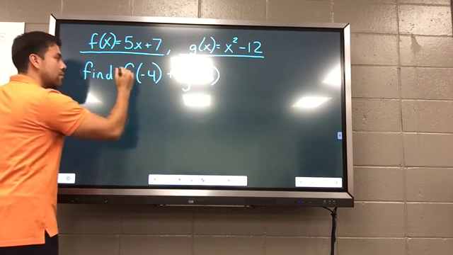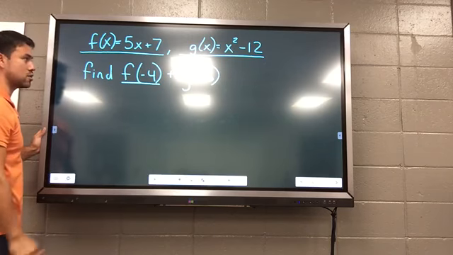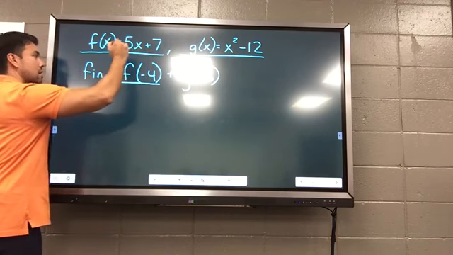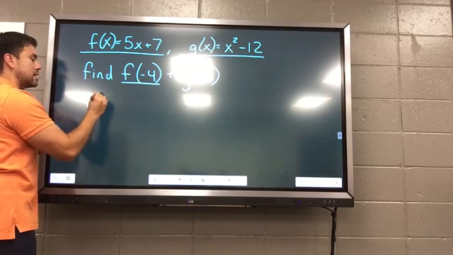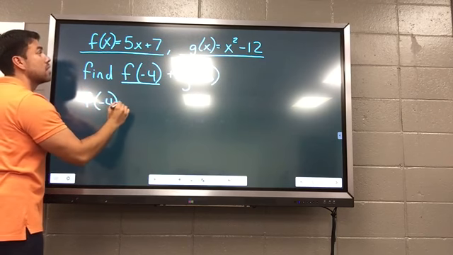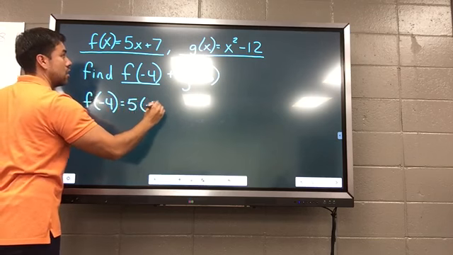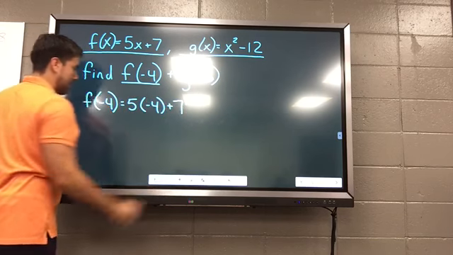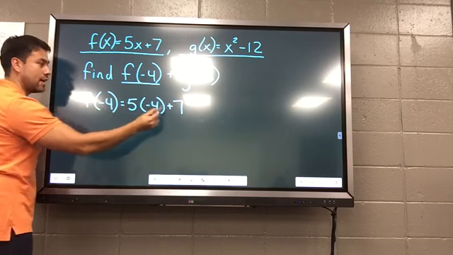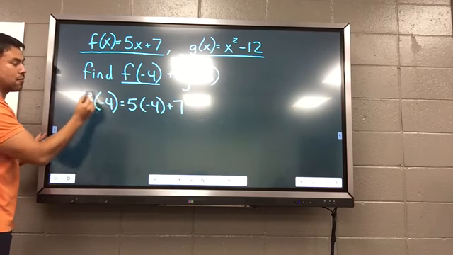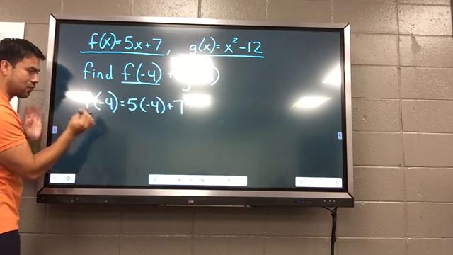Okay, so how do I work this out? I want to find out what f of negative 4 is. So which one am I going to use? F of x. So watch this. Instead of x, what should I put? Okay. Looking at this problem right here, I can't simplify this anymore. This is f of negative 4, that's all.